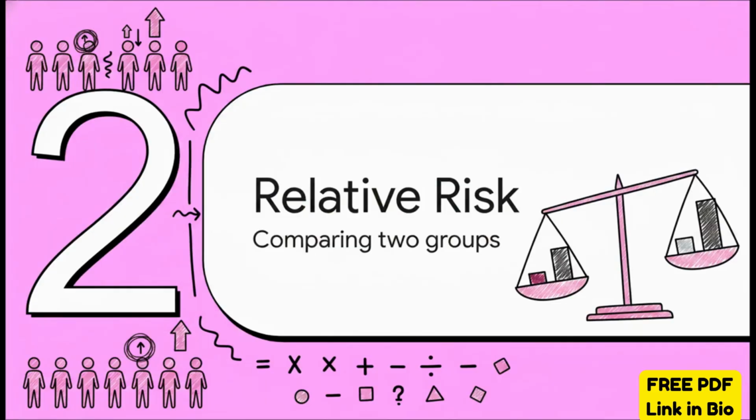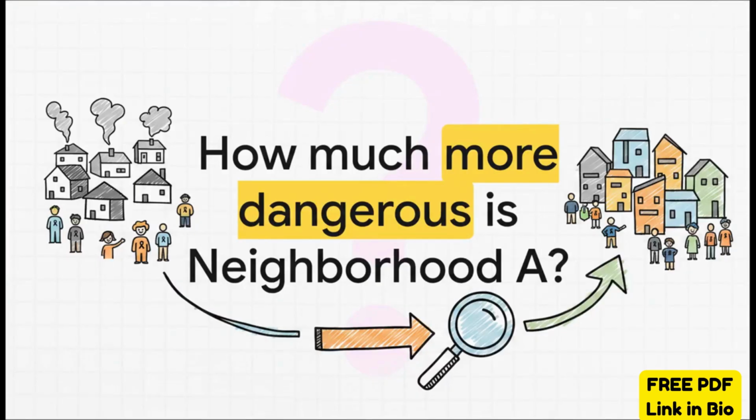Moving on to Section 2, Understanding Relative Risk, where we compare the risk between two groups. Let's build some intuition here before we touch the math. Imagine two different neighborhoods. In neighborhood A, where people are heavy smokers, 1 in 4 residents gets lung cancer. Now, in neighborhood B, where no one smokes, only 1 in 20 residents gets lung cancer. If I asked you how much more dangerous neighborhood A is, you'd naturally calculate that 1 in 4, compared to 1 in 20, is exactly 5 times more dangerous.